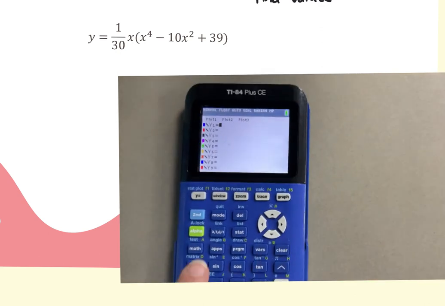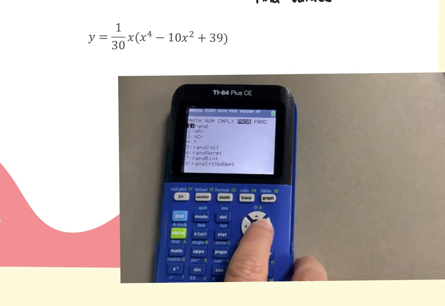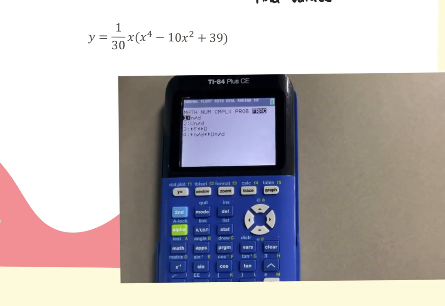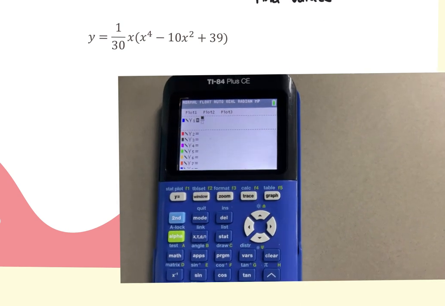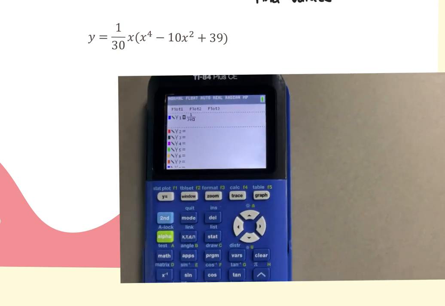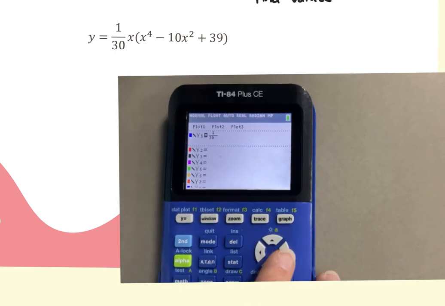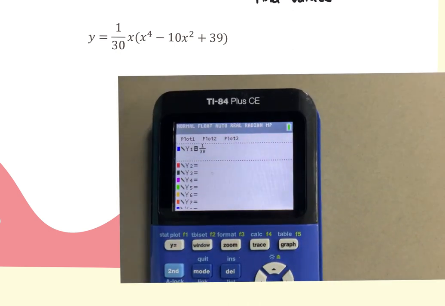The other way to do it is go to math and you go to fraction. Nope, sorry. You're going to math and you're going to fraction on the top and then you're hitting n/d and it will give you the little fraction. The other way to do it is just put parentheses in front of the 1 divided by 30, close the parentheses. You just want to make sure that you're grouping it correctly.